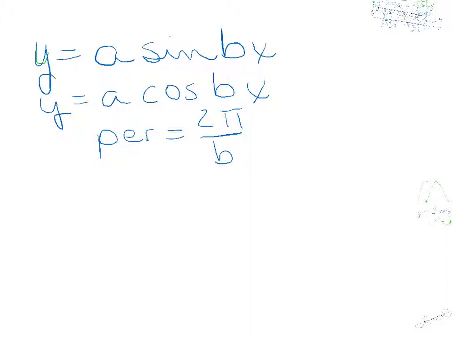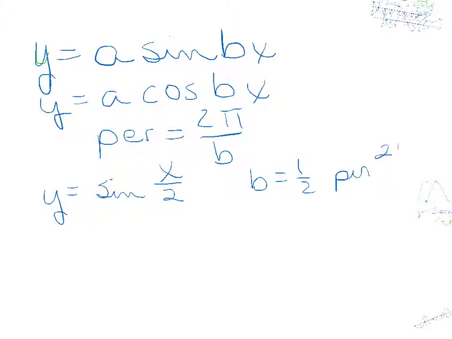All right, so if we have the function y equals the sine of x over 2, what is b in this case? It's not 2. It's 1/2. Okay, b is 1/2. So our period is 2 pi over 1/2, which is 4 pi.